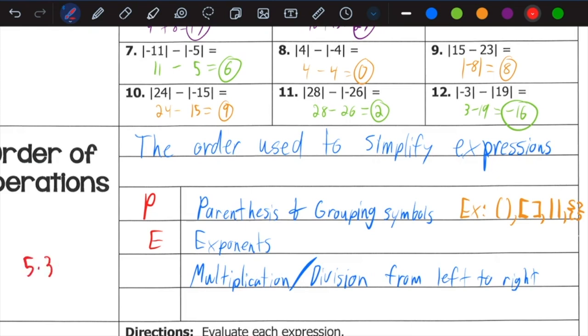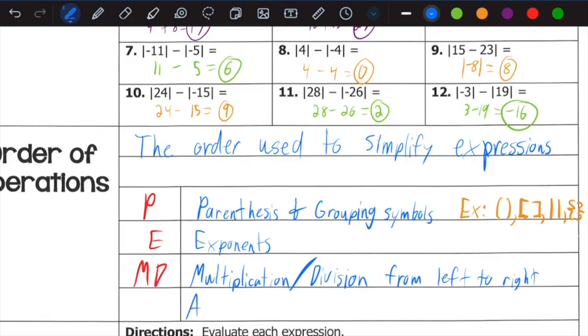So if we have 5 times 3 divided by 3, we do this multiplication before we do the division because the multiplication is on the left. However, if I change that up and instead we have 5 divided by 3 times 3, we would do the division first because the division appears first from left to right. And that'll be the letters M and D to abbreviate that step.